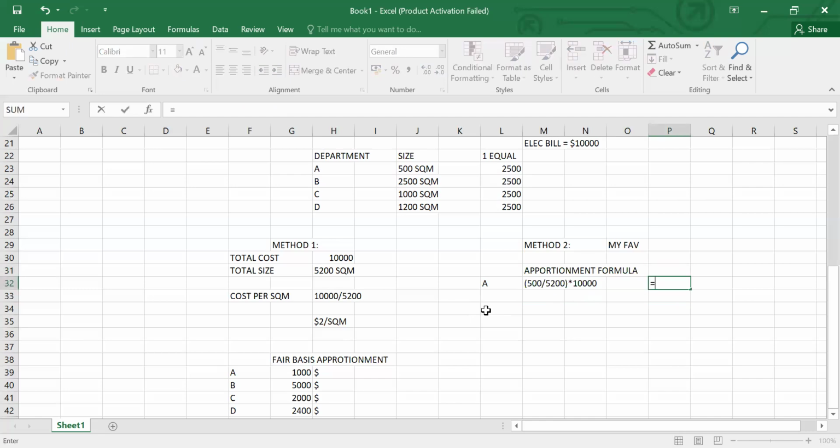Wait, sir, can you just tell me what the equal sign means? Sure. I'm going to repeat that for the other departments. Just let me quickly calculate this one.